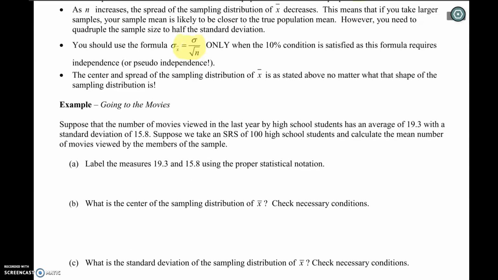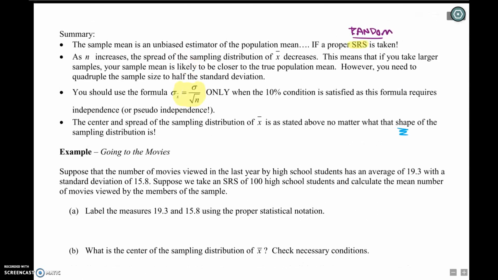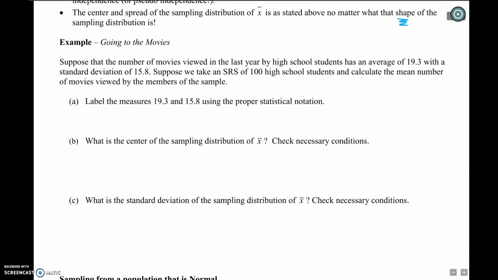The center and spread of the sampling distribution of x bar is as stated above, no matter what the shape of the sampling distribution is. The next thing we're going to talk about is shape, but it is important that you understand that these things are always true, as long as these conditions hold, regardless of the shape. So if the shape doesn't work out, these top two things are going to be true as long as those are true. All right, going to the movies.